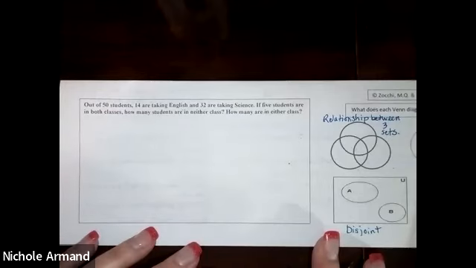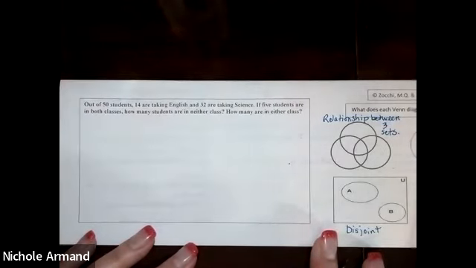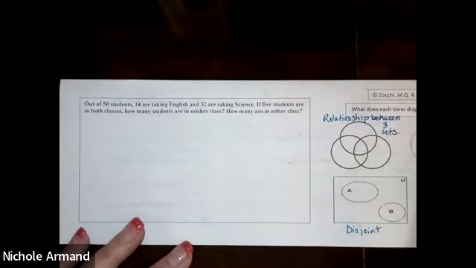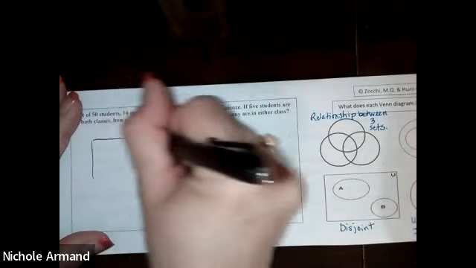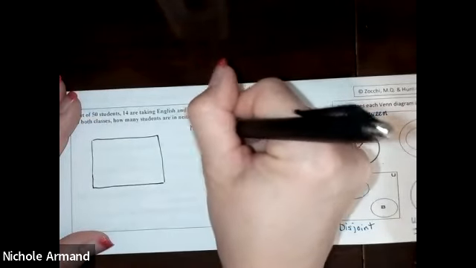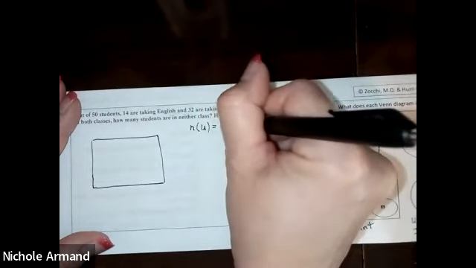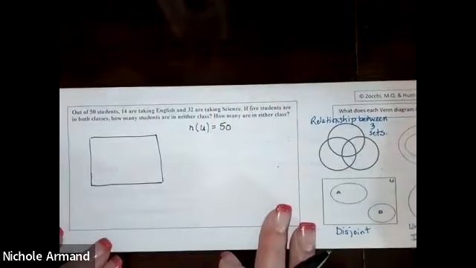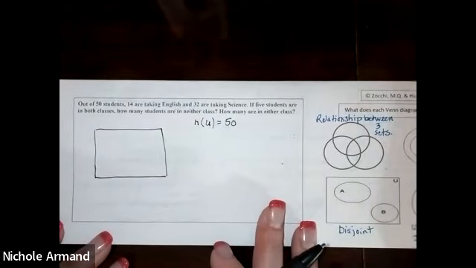class. So here it says out of 50 students, 14 are taking English and 32 are taking science. If 5 students are in both classes, how many students are in neither class and how many are in either class? So it's kind of an interesting question. Let's just draw our box here. We do need to know that the cardinality of the universe is 50. 50 students is what we're talking about here, right?